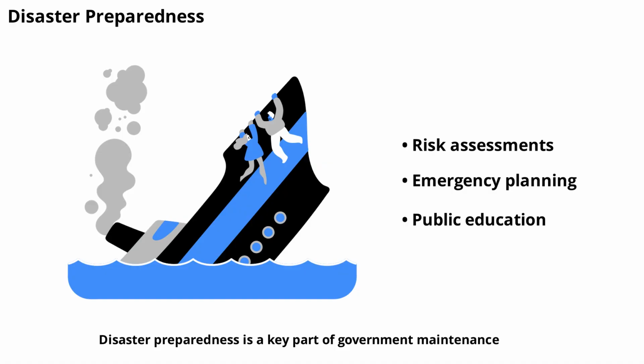Disaster preparedness is a key part of government maintenance. This includes risk assessments, emergency planning, and public education. Regular drills and updates to plans help governments respond quickly and effectively when disasters strike.